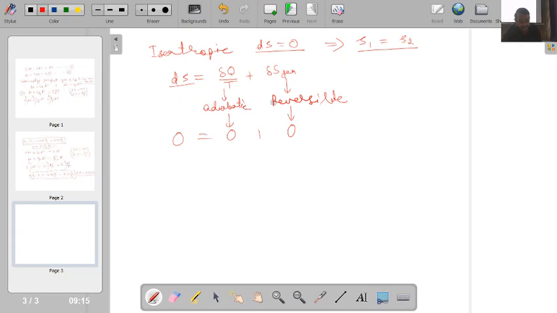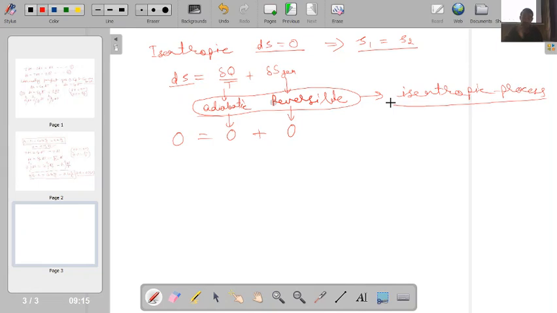So what I can say is that all the reversible adiabatic processes are nothing but isentropic processes. So I can simply say all reversible adiabatic processes are isentropic, whereas the converse of this statement is not true. So I cannot say that if a process is isentropic, then it has to be reversible adiabatic. Okay. For example, if you want to maintain ds equal to 0, you can have a situation where heat is going out of the system.